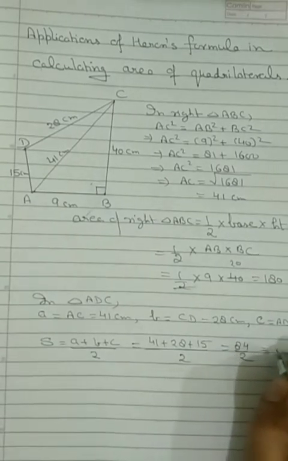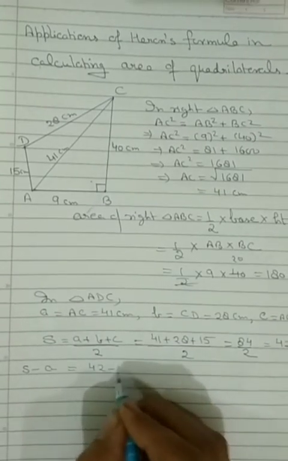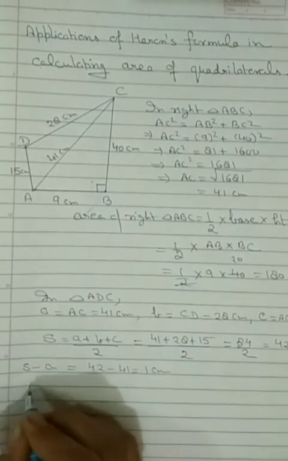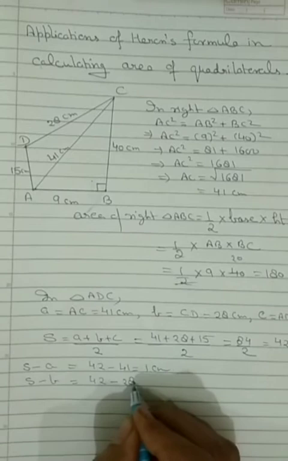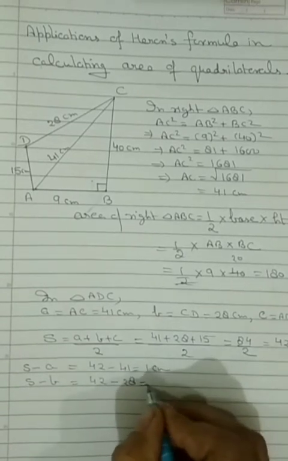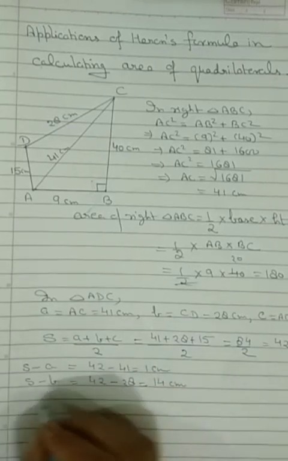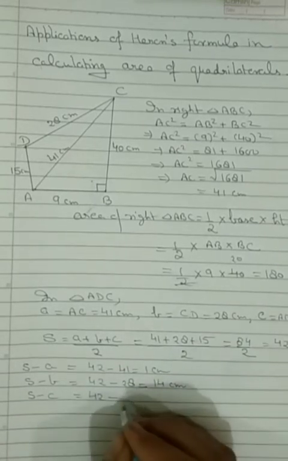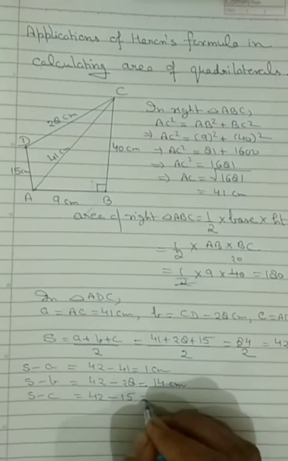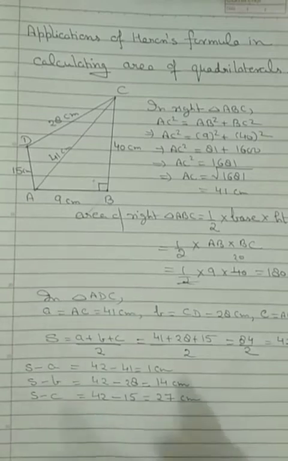that is 42 centimeters. Now let's calculate S minus A, that is 42 minus 41, 1 centimeter. S minus B, 42 minus 28, that will give you 14 centimeters. And S minus C, 42 minus 15, that will be equal to 27 centimeters. Now let's put the values.